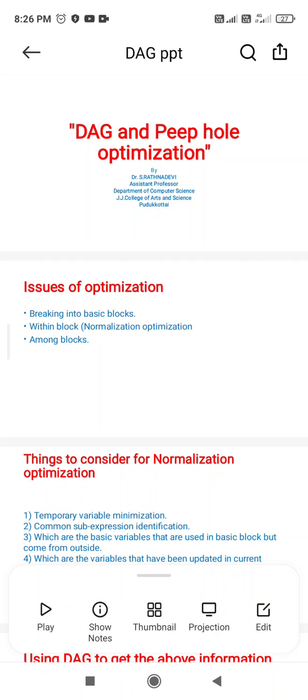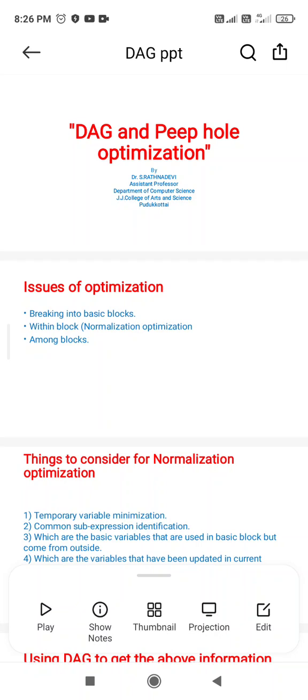Now I am going to share some information about optimization. First of all, what is optimization? Optimization is a technique used in compiler design. Using that technique, we can reduce the memory space and execution time. Peephole optimization is a specialized technique used in compiler design.